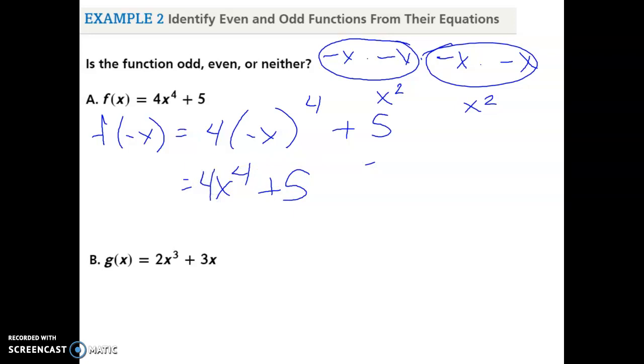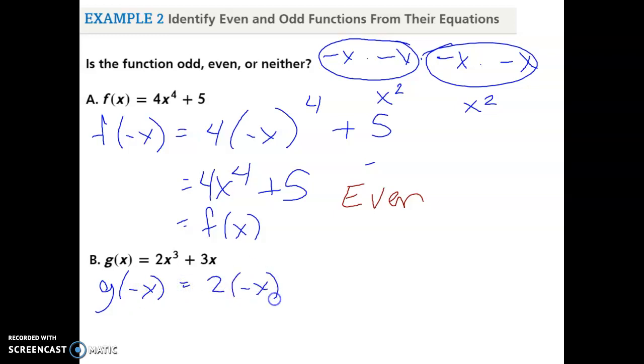Now, if I look at this that I have right here, and I compare it with this that I started with, I can see that they are exactly the same. So when f of x and f of negative x are exactly the same, my function is even. All right, let's do the one below that. This time I've got g of x. I'll substitute negative x for all my x's. I'm always going to test with negative x.